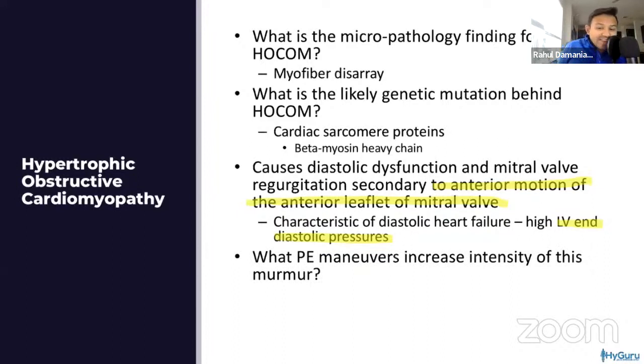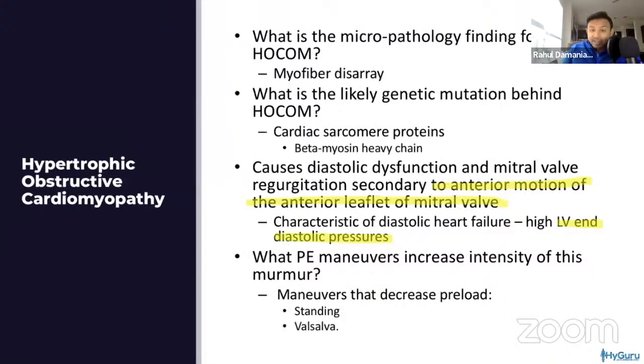So if I ask you what physical exam maneuvers increase the intensity of the HOCM murmur, go ahead and put into the chat what physical exam maneuvers would increase the intensity of this murmur. Okay. Excellent. If you're saying Valsalva, you're absolutely correct that maneuvers that decrease preload, such as standing, as well as Valsalva.